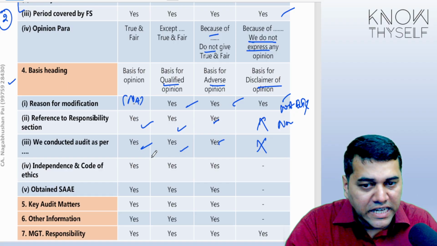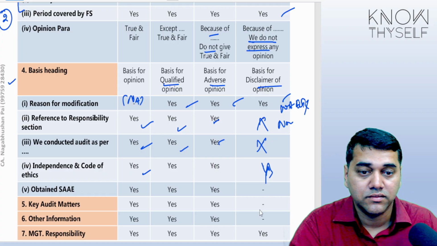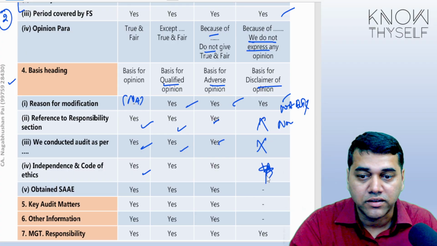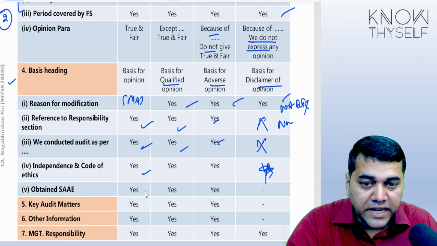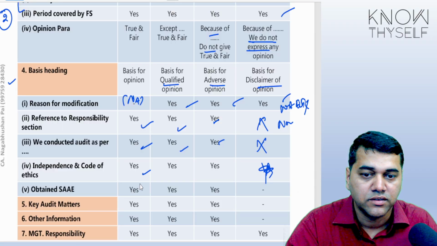Should you talk about independence? Yes, but some other place. We are independent, not here. Should you say we have obtained evidence? Yes, they said no. You should not say we have obtained sufficient appropriate evidence. So yes, yes, yes, but not applicable for this.